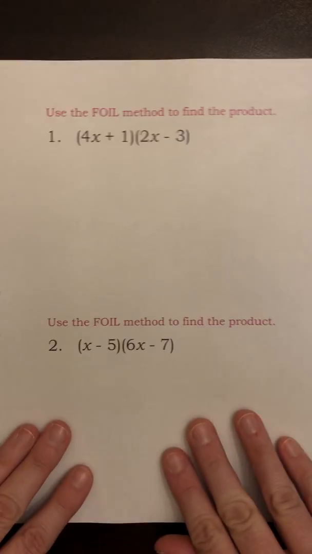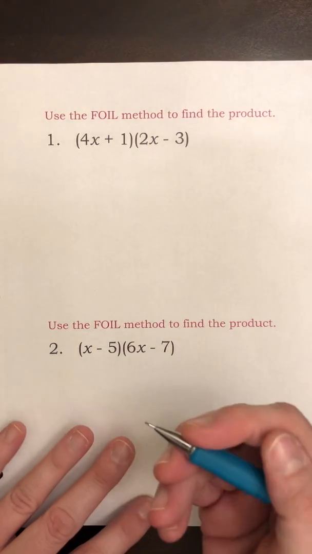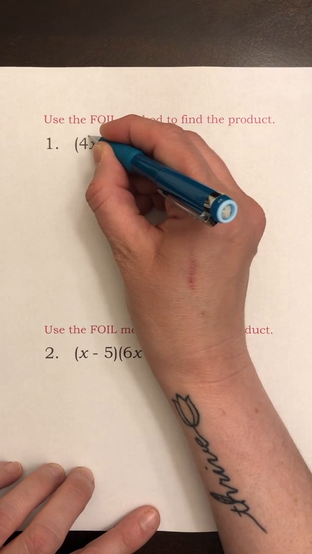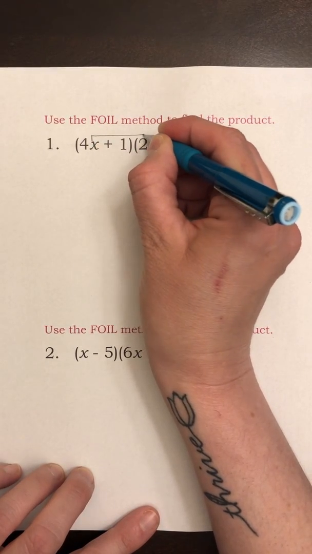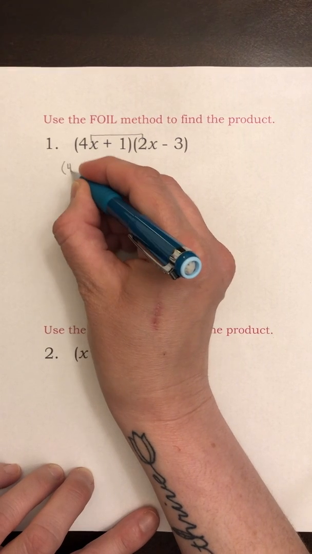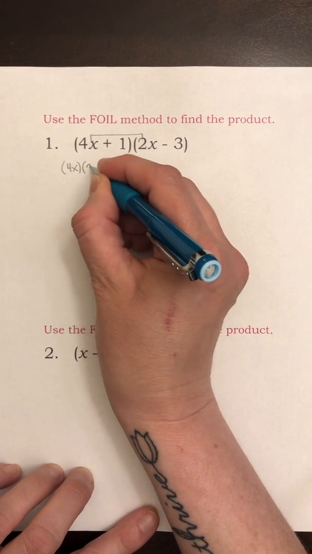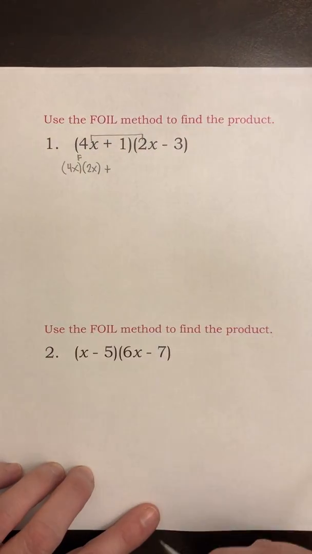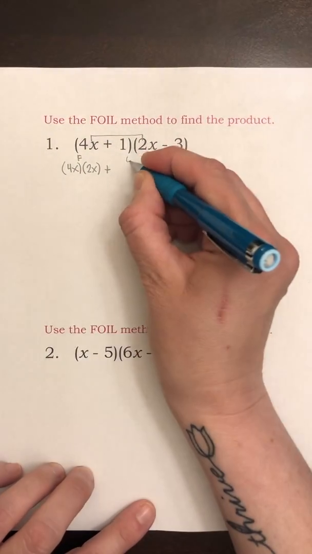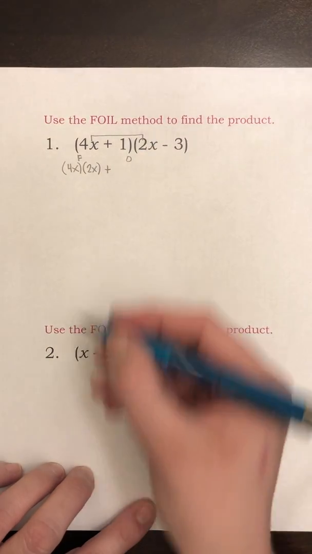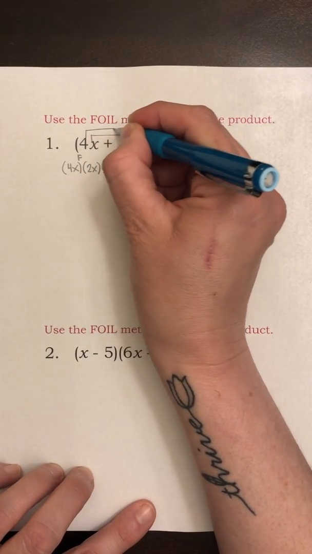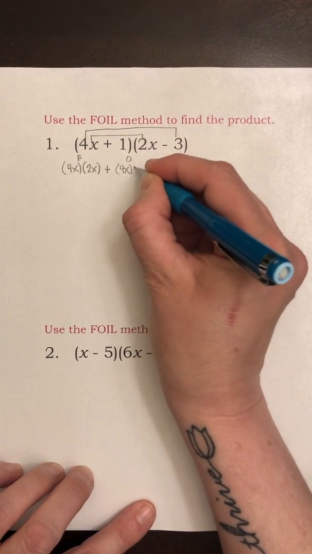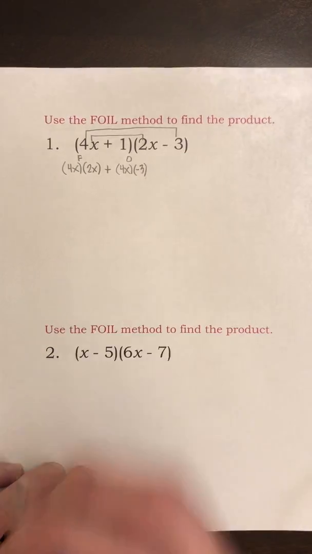So example number 1, we're going to use the FOIL method. We're going to start with the F, which stands for first. So we're going to multiply the first term of each set of parentheses. So I'm going to multiply the 4x times the 2x. That takes care of the F. Then we're going to move to O for outer, outermost terms. So the 4x is on the far left. The negative 3 is on the far right. So those are going to be the 2 terms that I multiply together for the O.